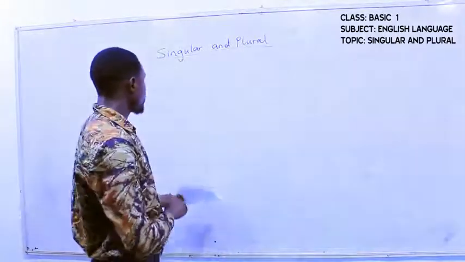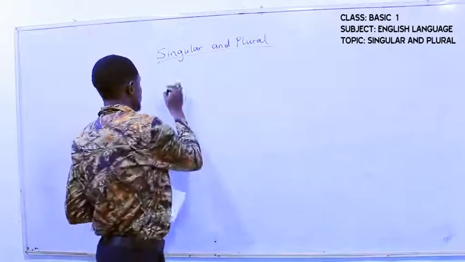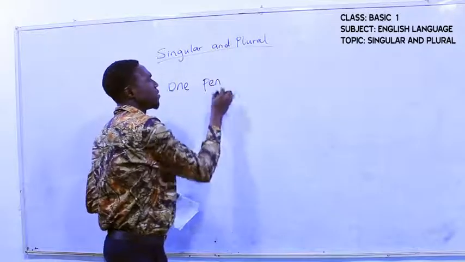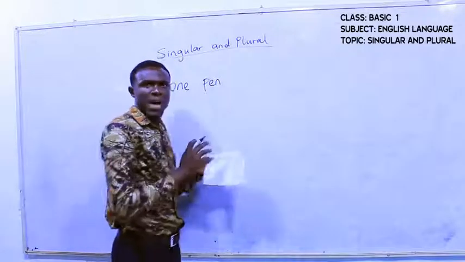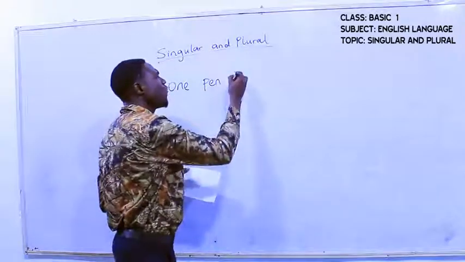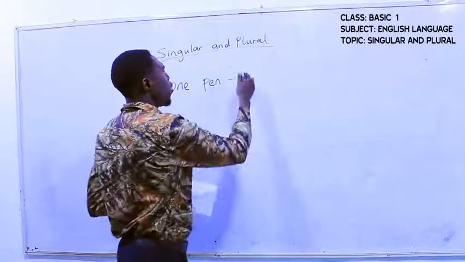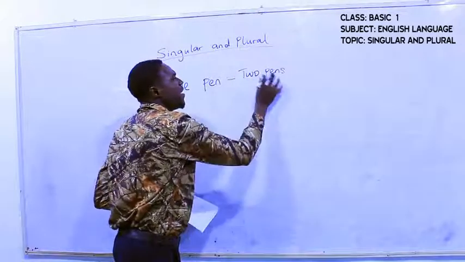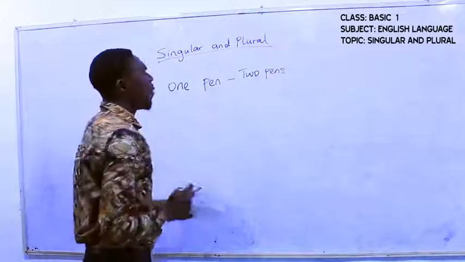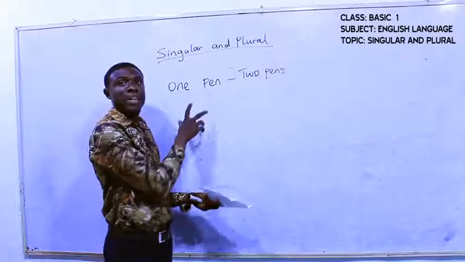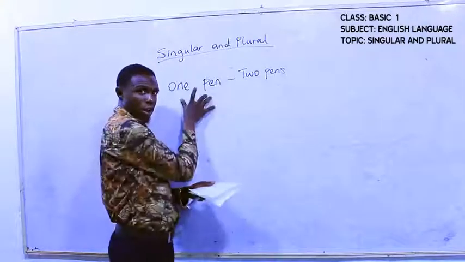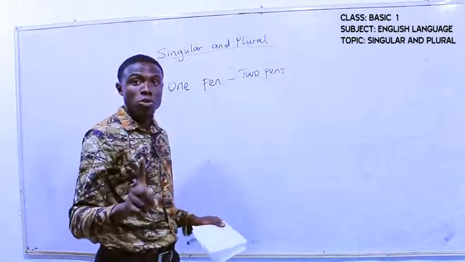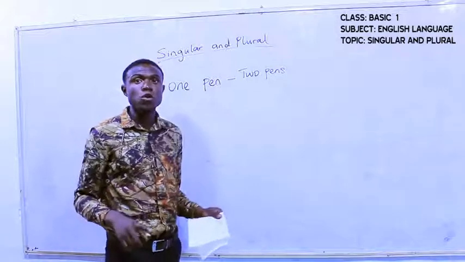Example. We have one pen. One pen. If it is more than one in plural, we'll say what? Two pens. This is plural. This is singular. Why? Because pen is one here, but here it is now more than one. So we'll say two pens.